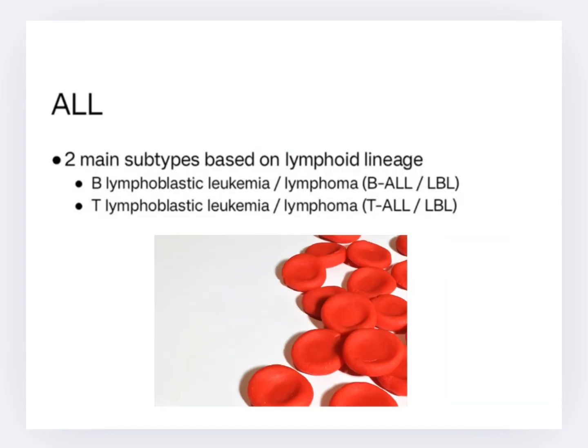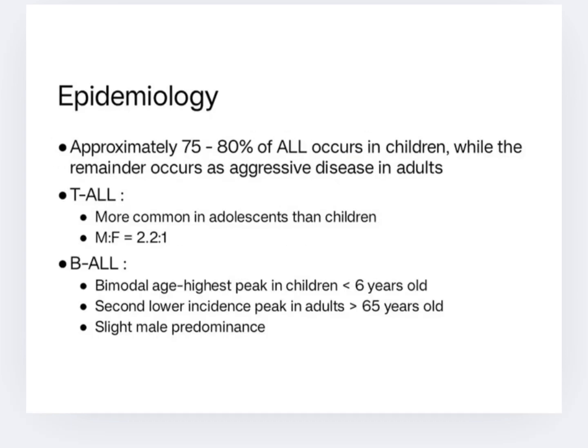Now moving on to the two main subtypes based on lymphoid lineage, B-ALL and T-ALL. T-ALL is most common in adolescents rather than children, and male to female ratio is almost equal, while B-ALL has a second lower incidence peak in adults more than 65 years of age.